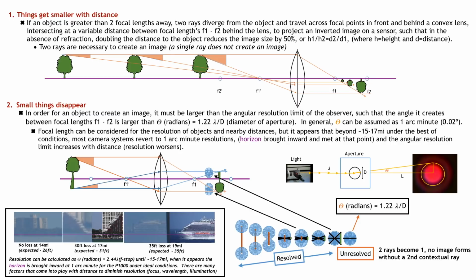reaches a point where you cannot resolve the distinctness or the differences between the two rays, and at that point the image is lost, because we need two rays to create context for an image, and if we don't have that context, we do not create an image. And so that point again is theta in radians equal to 1.22 lambda divided by d, the aperture.